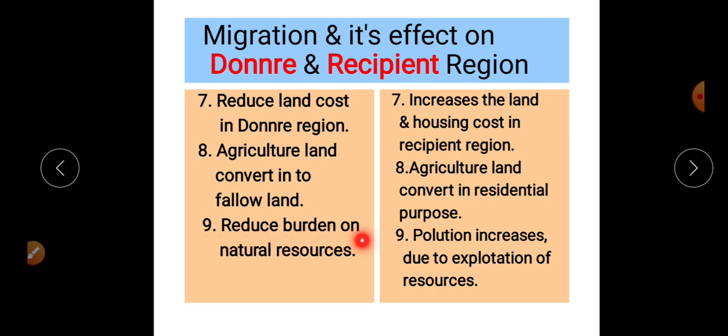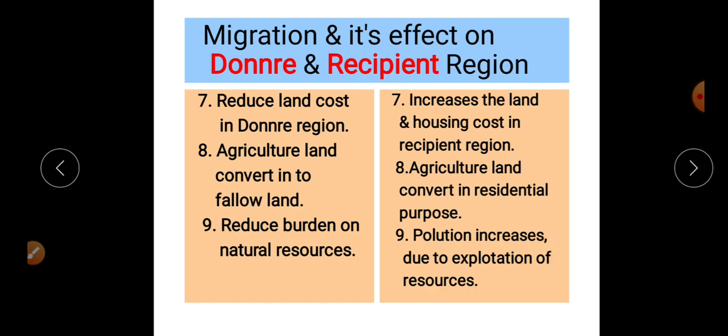Now ninth, reduced burden on natural resources in a donor area, because the people migrate from that area to another region, and that's why the burden on resources is automatically reduced.